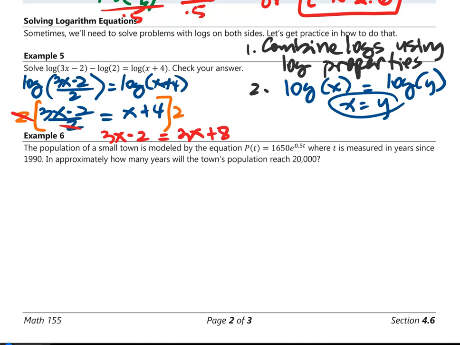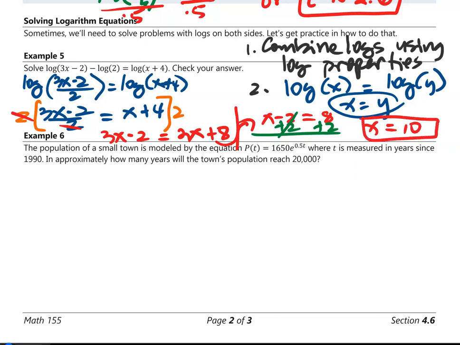Let's solve that here. If we subtract 2x from both sides, it's going to be x minus 2 is equal to 8. And plus 2, so that x is equal to 10.